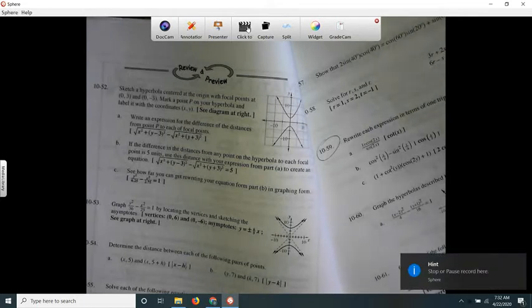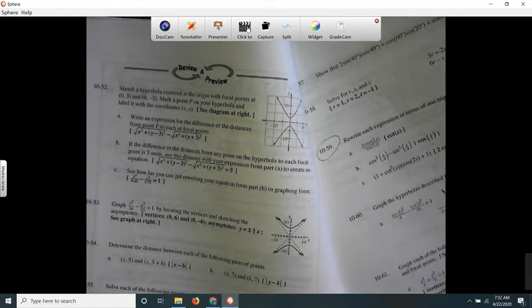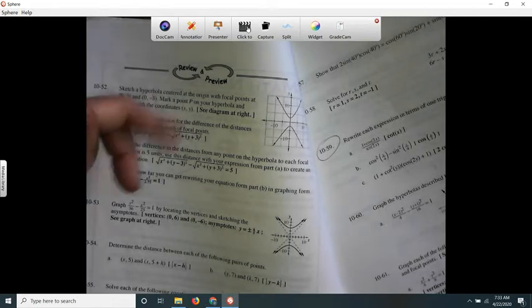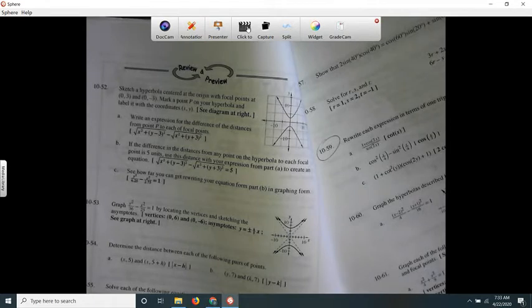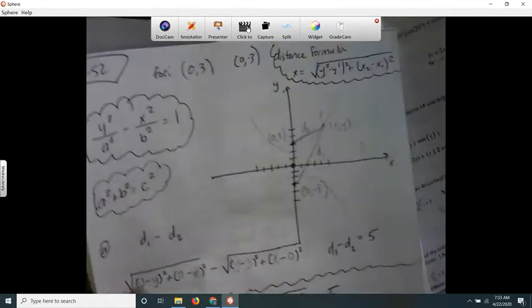Here's pre-calc problem 10-52. It says sketch a hyperbola centered at the origin with focal points at (0, 3) and (0, -3). Mark a point P on your hyperbola and label it with the coordinates (x, y). The problem I was having is that I didn't know how you could sketch a hyperbola without already figuring out A, B, and C. But now I think I know the intention of the problem.